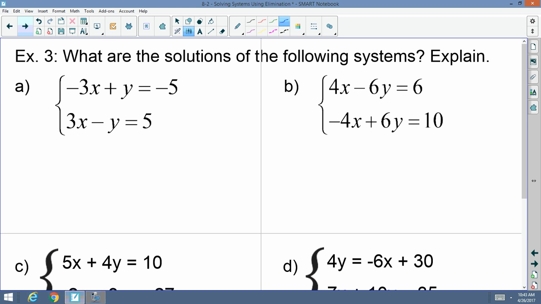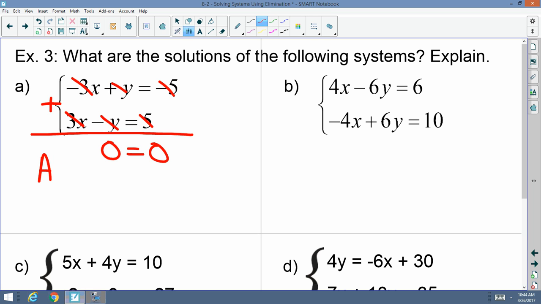So let's do it. All right, what are the solutions? Again, God, I love elimination. Check this out. When we're doing this one, we're adding them together. Well, guess what? Wait a second. Is that a true statement? If it's a true statement, it's all real solutions. Okay? Good job.